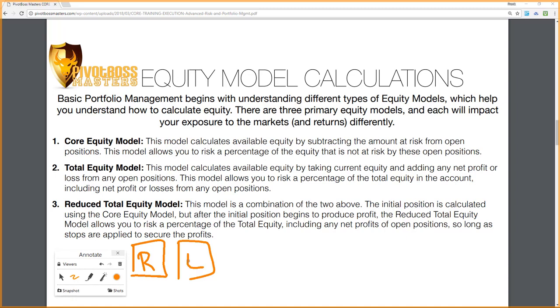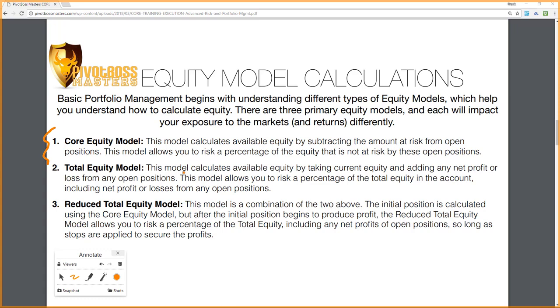And number two, now we're talking about the equity model. The equity model calculation is all about understanding how you want to calculate your equity. And that sounds silly because equity is just what's the bottom line, what's available. But these three models here are designed to give you flexibility on how you want to risk your money there and portions of that equity. And each of these will expose you to the markets in a different way. Thus, the returns will be different as well. So they're different.